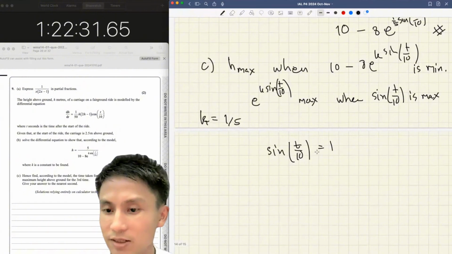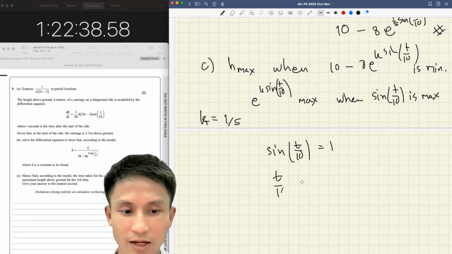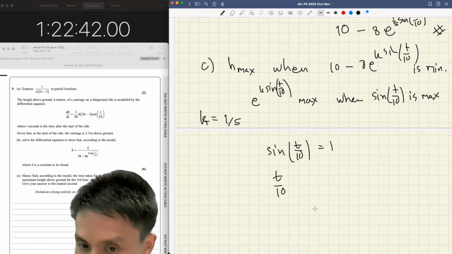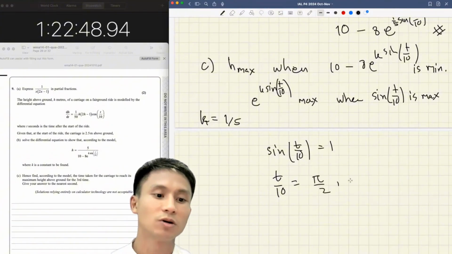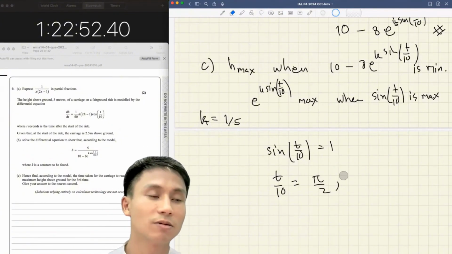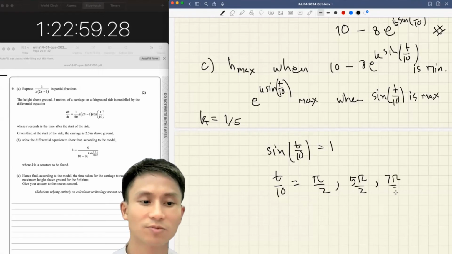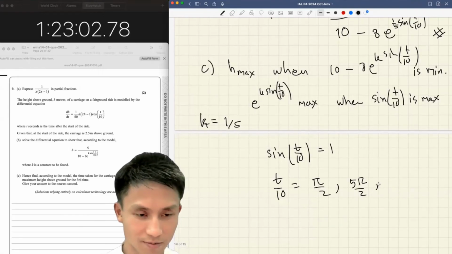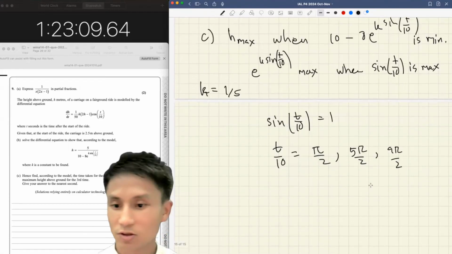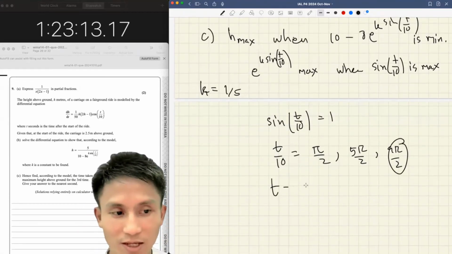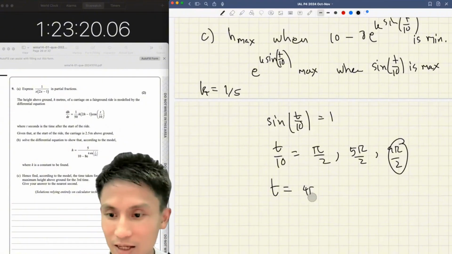So this should be it. So t over 10, for the third time. So how can sine be 1? Pi over 2, then what's the next one? Pi over 2 plus 2 pi, so 5 pi over 2, and then 7 pi over 2. No, we're going to add 4 pi over 2, so that's 9 pi over 2. So the third time is this one. That means t equals 10 times 9 pi over 2, so that's 45 pi.